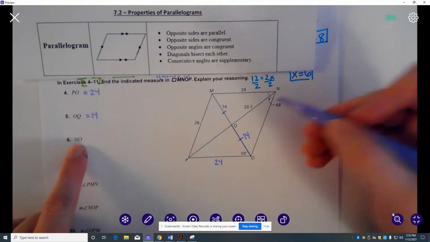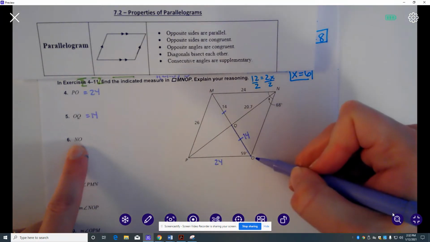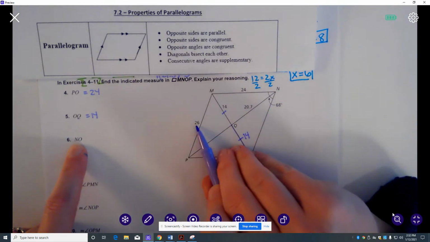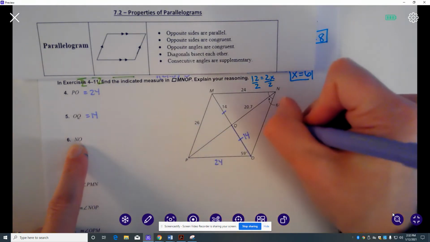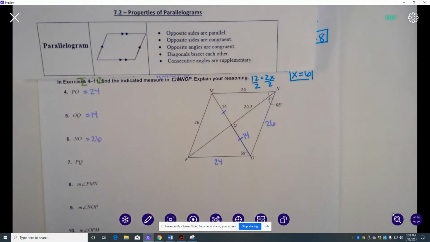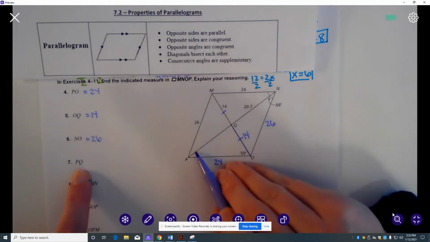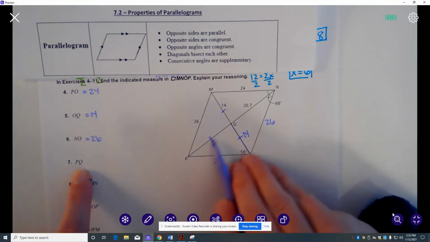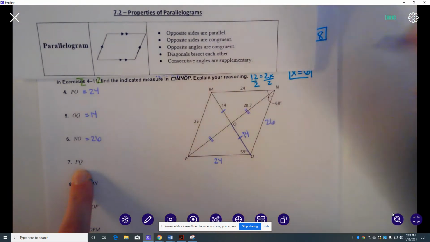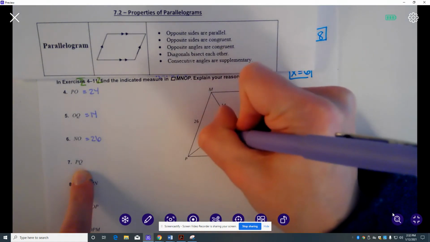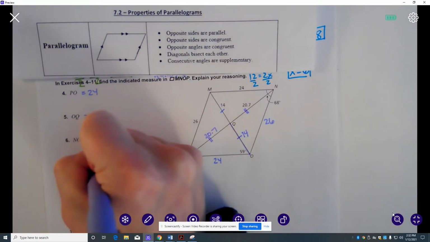The length of NO, that is this side of the parallelogram. Again, this goes back to opposite sides we know are congruent. This side of the parallelogram is 26, so the length of NO should also be 26. The length of PQ, that is this diagonal here. I know since the diagonals bisect each other that the length of segment PQ must be equal in length to the length of segment QN. So PQ must also have a length of 20.7.